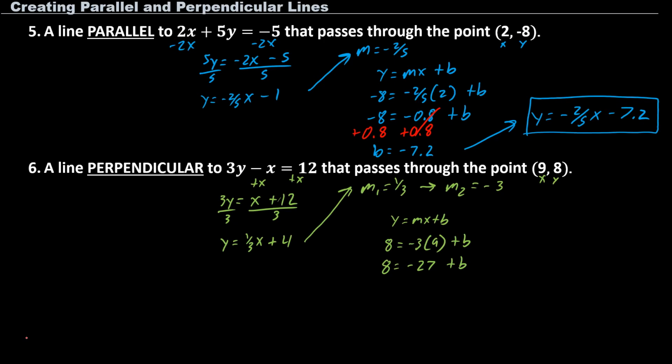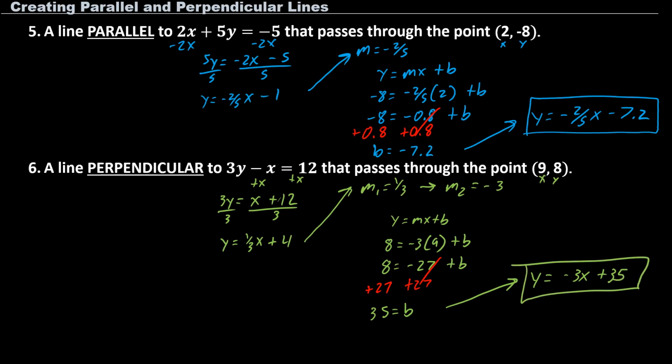And I'm going to add 27 to the other side, giving me 35 is equal to b. So y is equal to negative 3x plus 35. And this equation is perpendicular to the original.